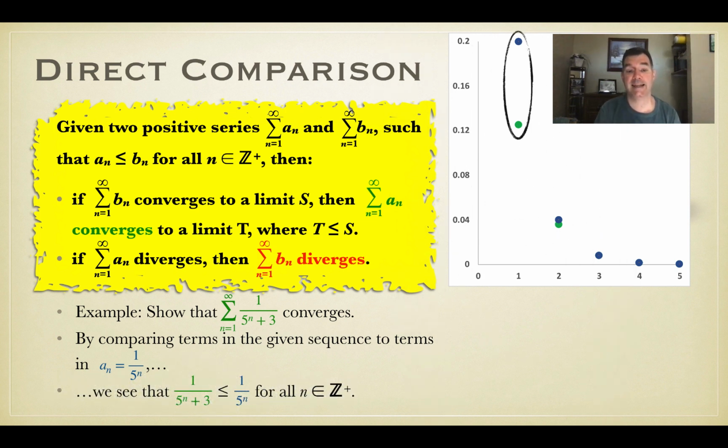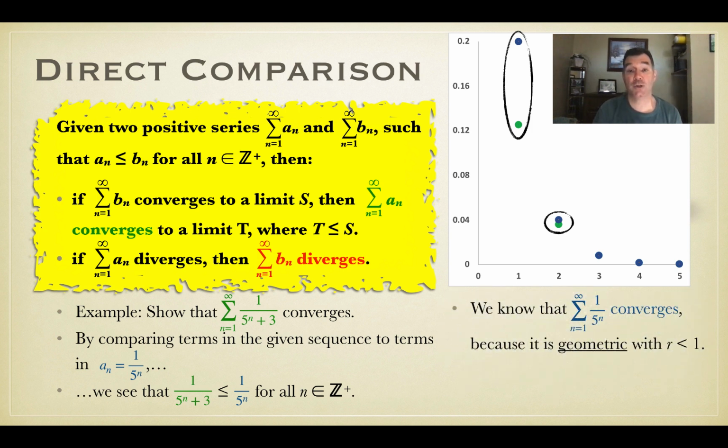So I can say that 1 over 5 to the n plus 3 is less than or equal to 1 over 5 to the n. That's kind of obvious as well because the denominator in the green series is actually bigger than the denominator of the blue series, making the entire fraction of the green series smaller than the fraction in the blue series. So I can see that every blue term is higher than the corresponding green term.